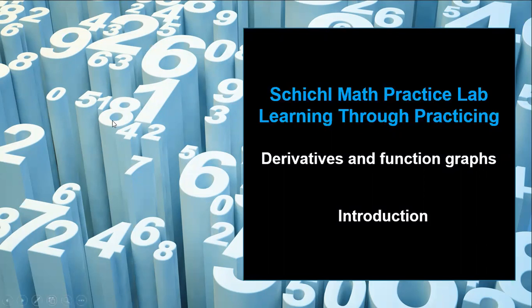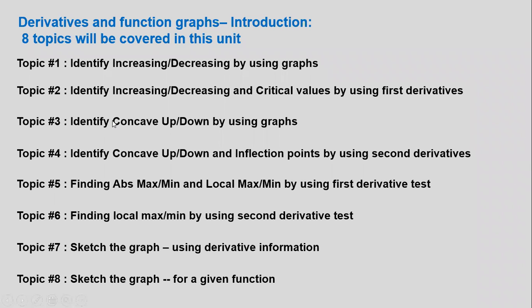We're going to have 8 practice sets for this unit. Topic number 1, practice set number 1, starts with identifying whether functions are increasing or decreasing. For the first 4 topics, we're going to identify increasing or decreasing by using a graph. That means if I give you a graph, how can you identify increasing or decreasing? You will say, that's pretty trivial.